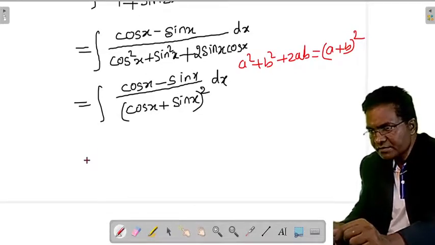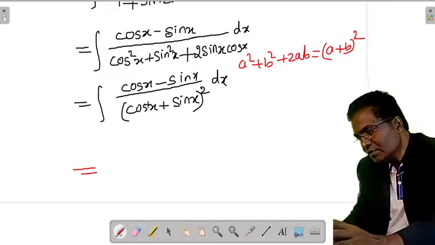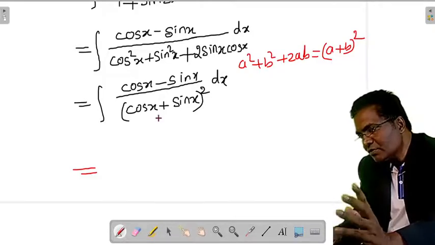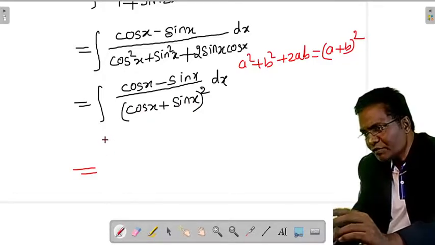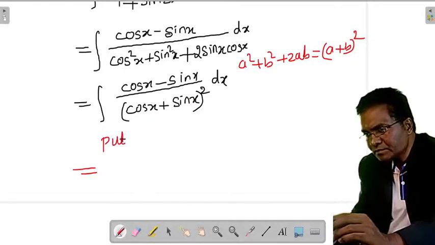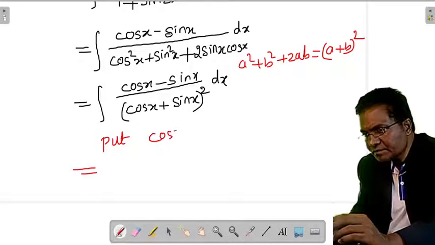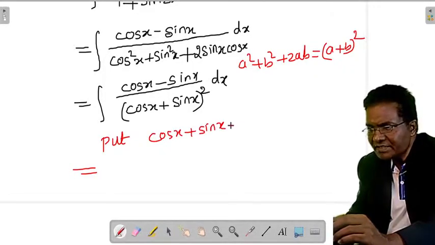Now look, try to do it by substitution. Derivative of cos x is minus sin x, derivative of sin x is cos x. So go for substitution. Put cos x plus sin x equals t.